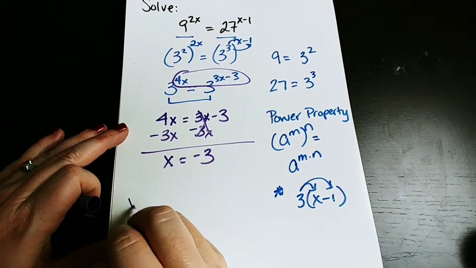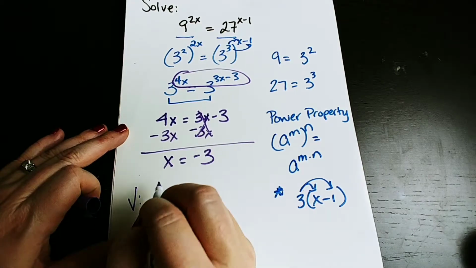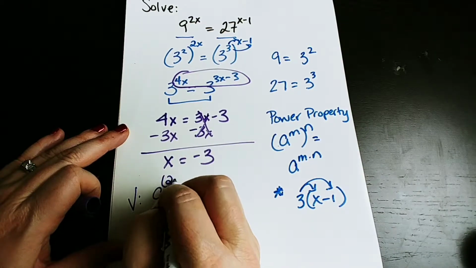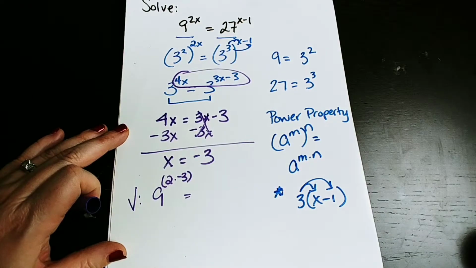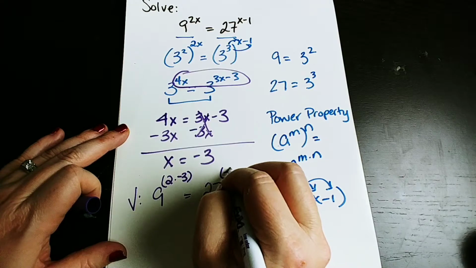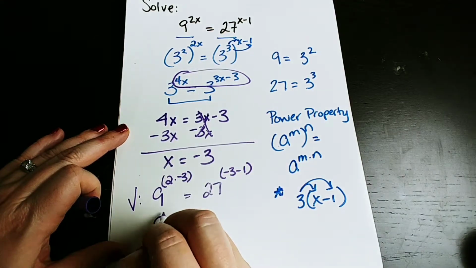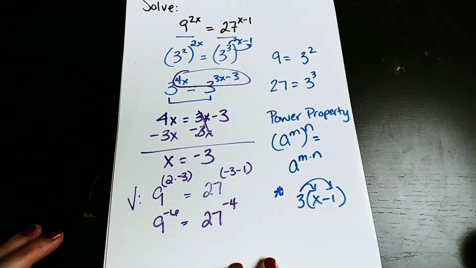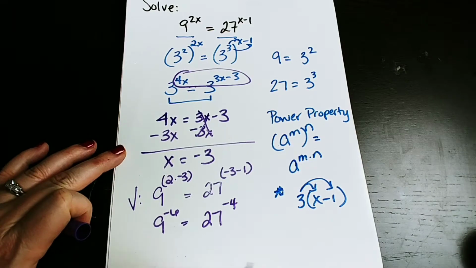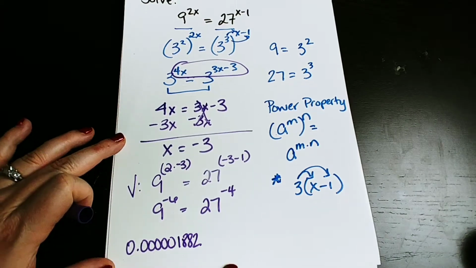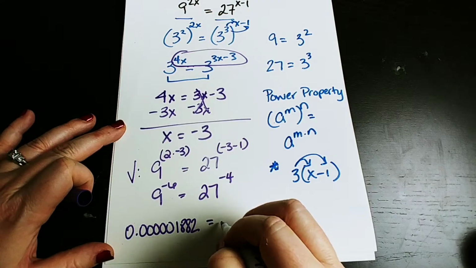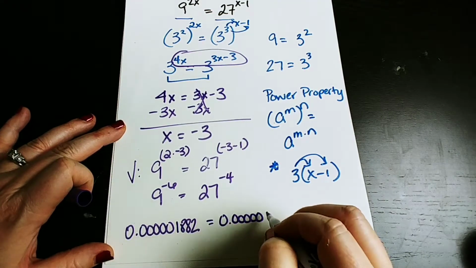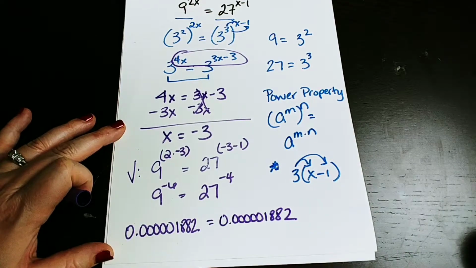If you want to check it, I know your teachers like you to check your work. 9 to the, let's see, 2 times negative 3, does that in fact equal 27 to the negative 3 minus 1? So does 9 to the negative 6th equal 27 to the negative 4th? Well, I'm going to have to put it into a calculator to tell you that. So when I do, I get 1, 2, 3, 4, 5 zeros, and 1882. And when I do 27 to the negative 4th, I in fact get 1, 2, 3, 4, 5 zeros, and a 1882. They do check.